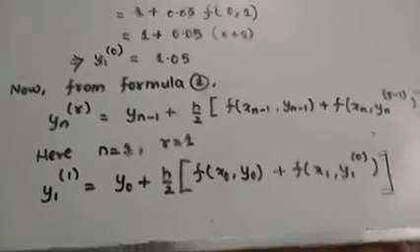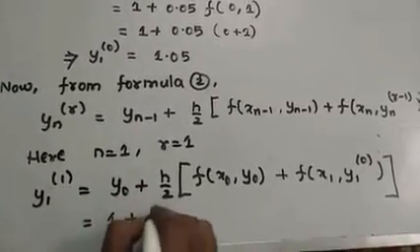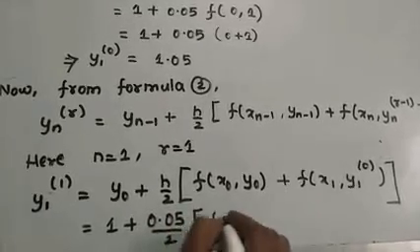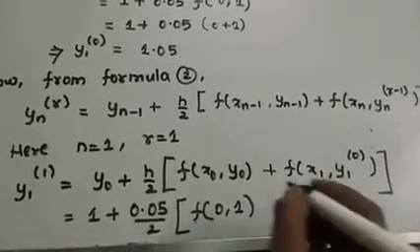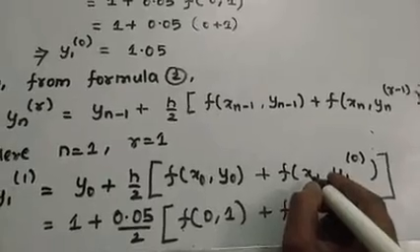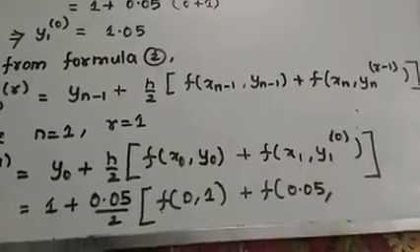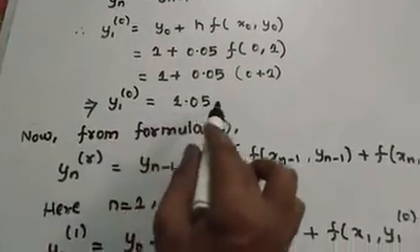Now let us put the values. y0 was 1, h by 2 means 0.05 by 2, f of x0 is 0, y0 was 1, plus f of x1. Now what was x1? 0.05. Do you remember that? And y1 0, see, what is the value?